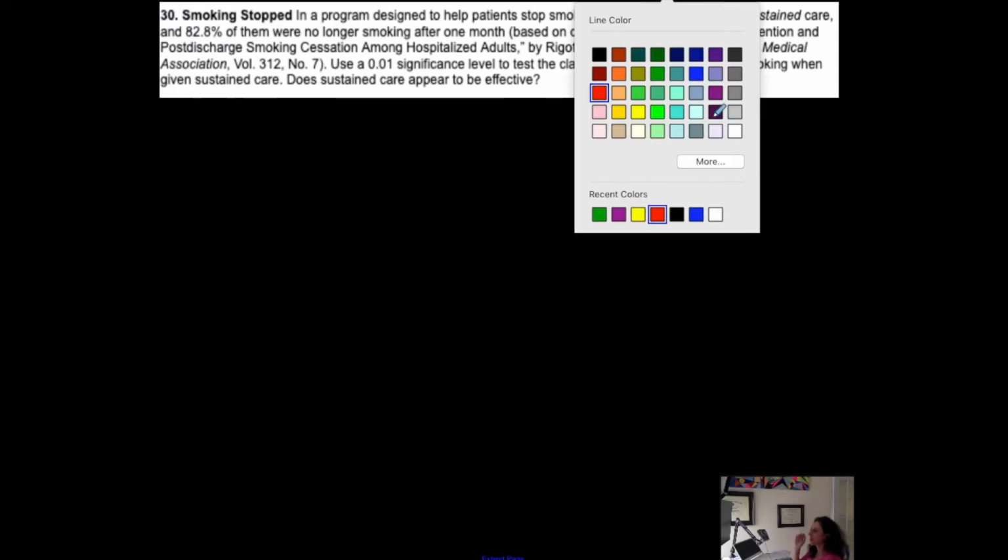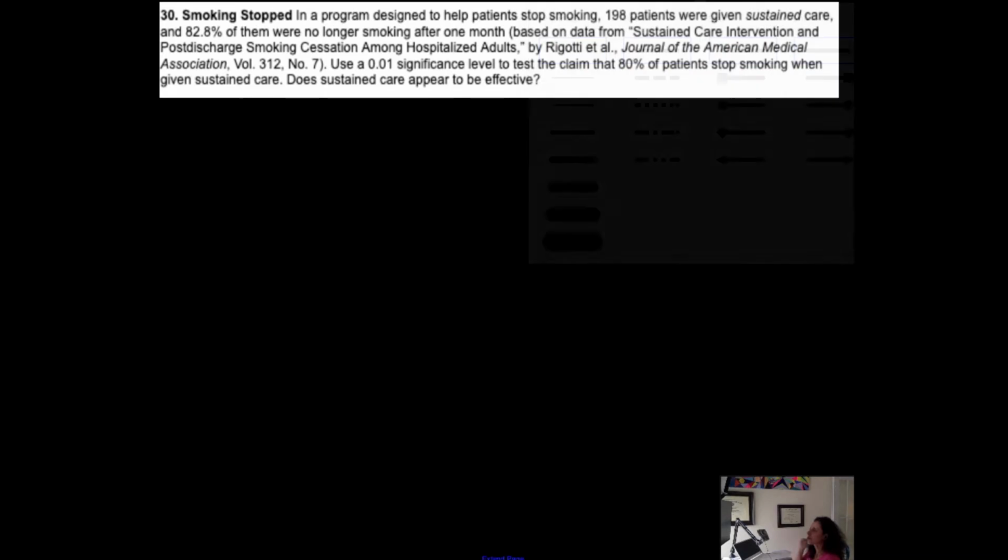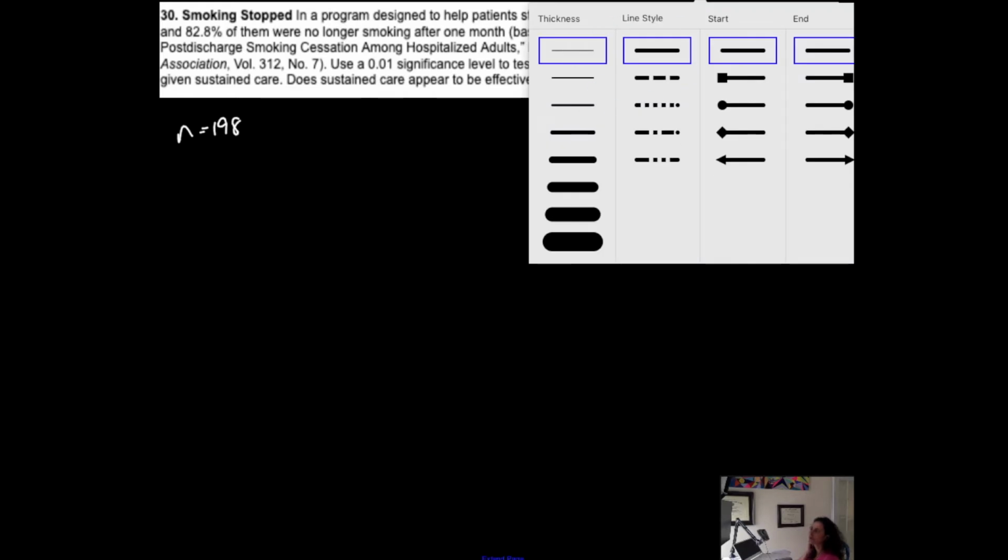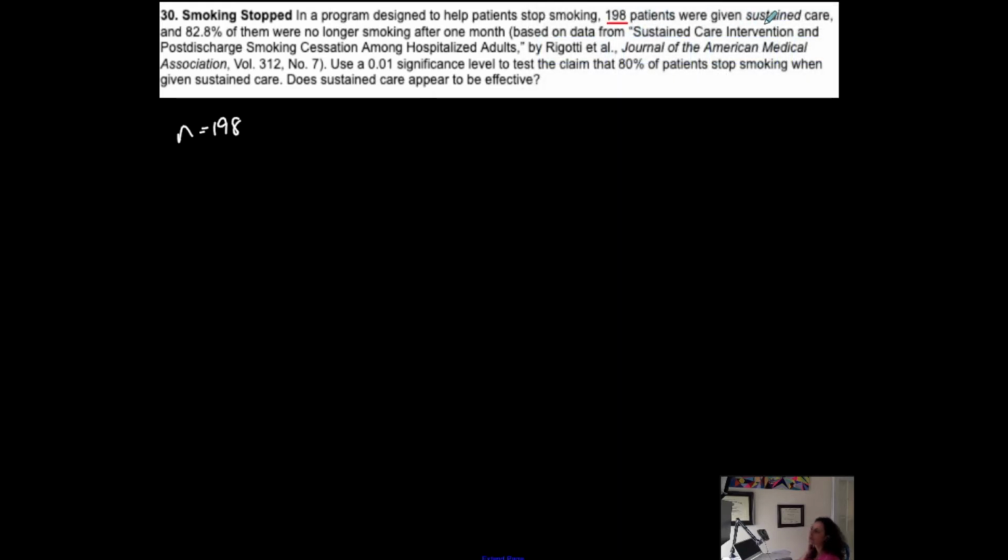Well, let's see. Let's go back to the problem and see what we got here. So, 198 patients were given sustained care. So N is 198. If you want, I'll underline. Right? We're given sustained care. 82.8% of them were no longer smoking after 1 month. This is my stop smoking. This is my success, right?